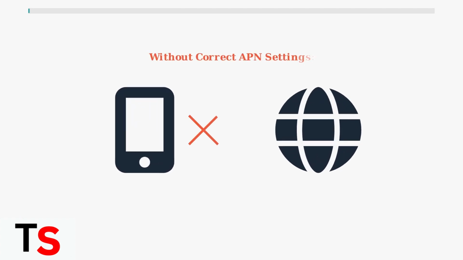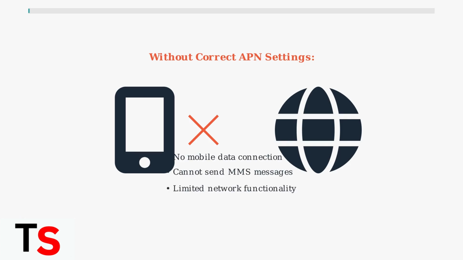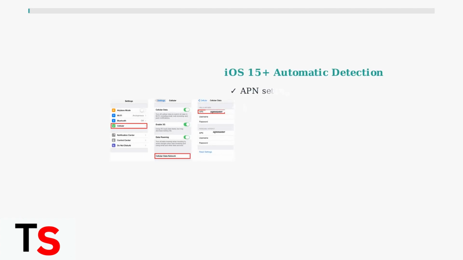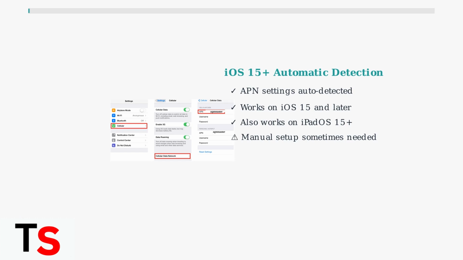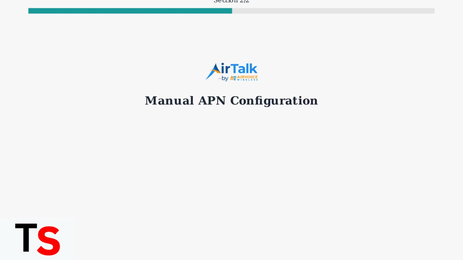Correct APN settings are crucial for your device to work properly. Without the right settings, you may experience issues with mobile data connectivity and sending multimedia messages like photos and videos. Good news for iPhone users: on iOS 15 and later, as well as iPadOS 15 and later, APN settings are often automatically detected and configured. However, manual configuration may still be needed in some cases. Now we'll walk through the step-by-step process to manually configure APN settings on both Android and iPhone devices.